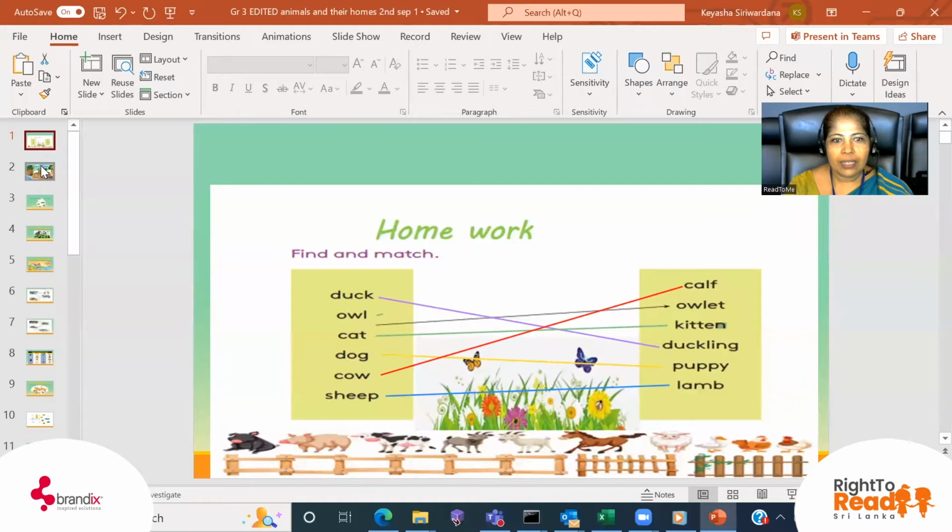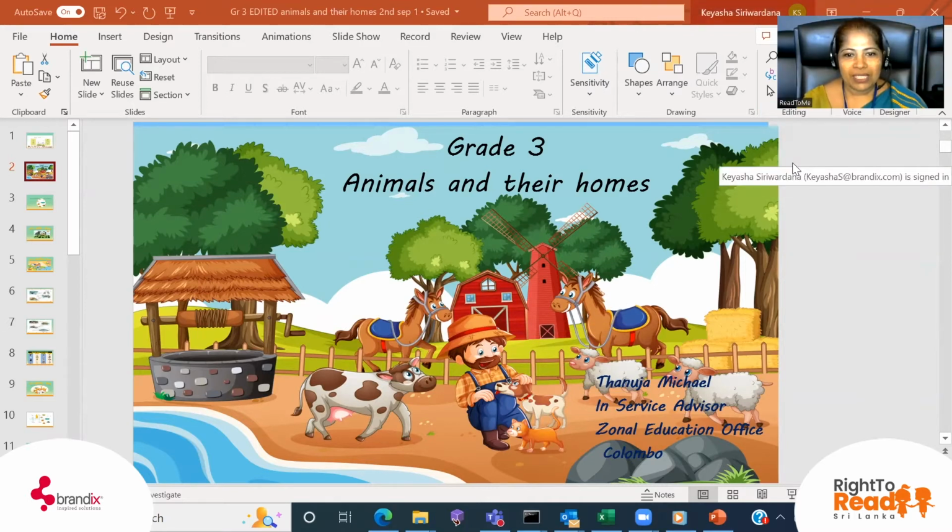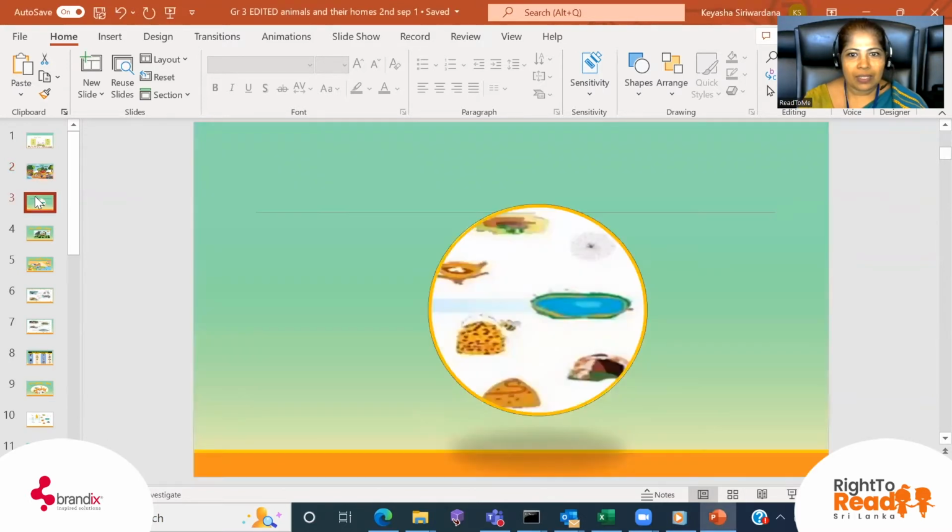Right, so today, last time we learned about animals and their young ones, babies. Today we are going to talk about their homes. Yeah, we also have animals in our homes, right? Pets. So they have different homes. Can you identify these pictures, children? Yeah, so we have a pond, we have a web here, nest, a den.